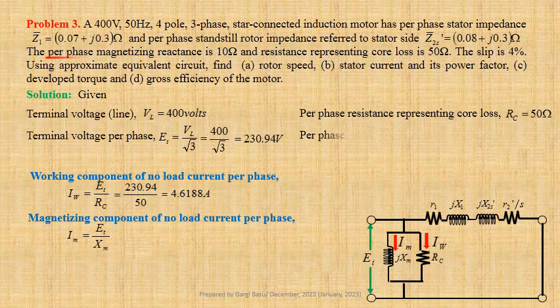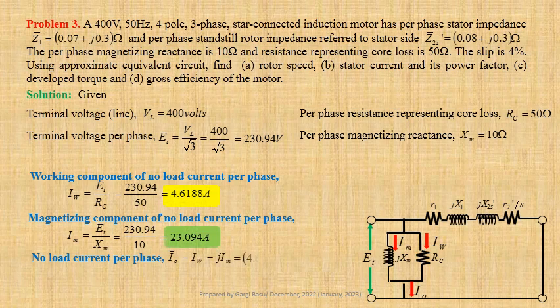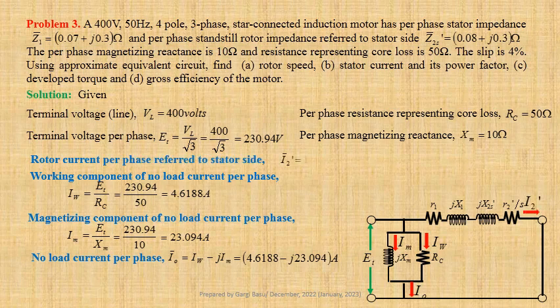Given per phase magnetizing reactance Xm equals 10 ohm. Therefore, Im equals 230.94 divided by 10, that is equal to 23.094 ampere. Expression for no load current per phase I0 equals IW minus j Im, that is equal to 4.6188 minus j23.094 ampere.